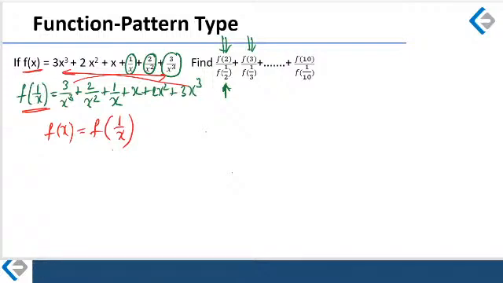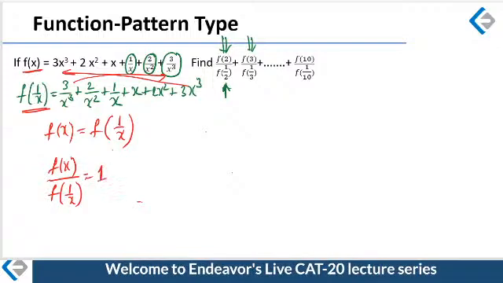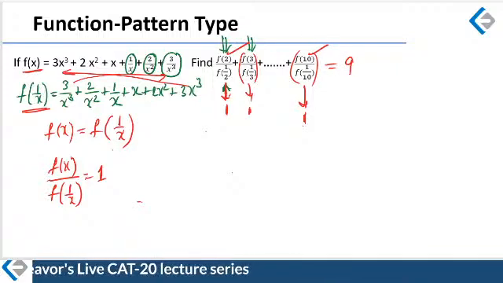Therefore, both are same. If both are same, then what is f of x divided by f of 1 by x? F of x divided by f of 1 by x is 1. Therefore, this property is 1 and this is going to be 1. Like this, finally this is going to be 1. So from 2 up to 10 there are 9 terms. Therefore the answer is 9. There are 9 ones for you. Therefore the answer is nothing but 9.